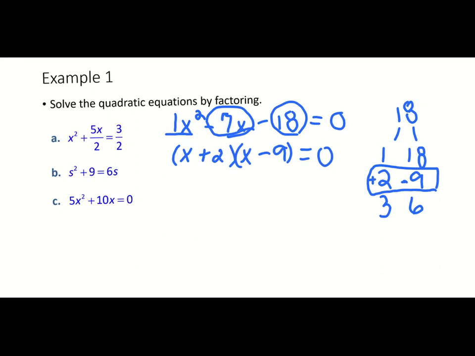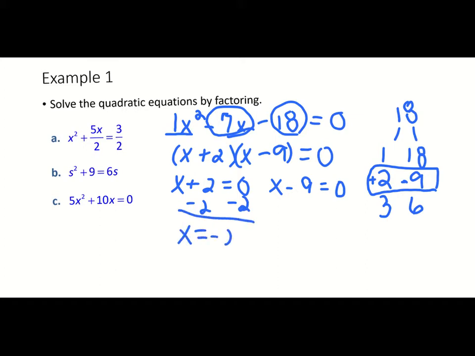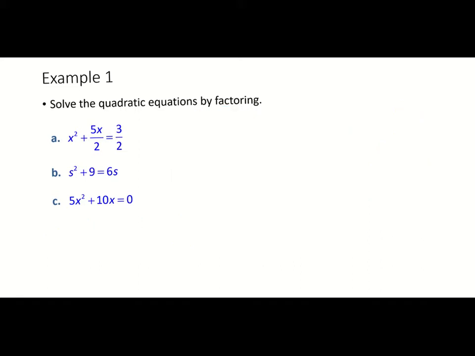And to solve it, again, using your zero factor property, you set them both to 0 and you solve them. So for the first one, I would subtract 2 from both sides, and I get x equals negative 2. And then here, add 9 to both sides, so I get x equals 9. And then if we write it as a set, my solution is x equals negative 2, and then you put your 9 as well. And again, you're writing it in roster notation because it has more than one solution.